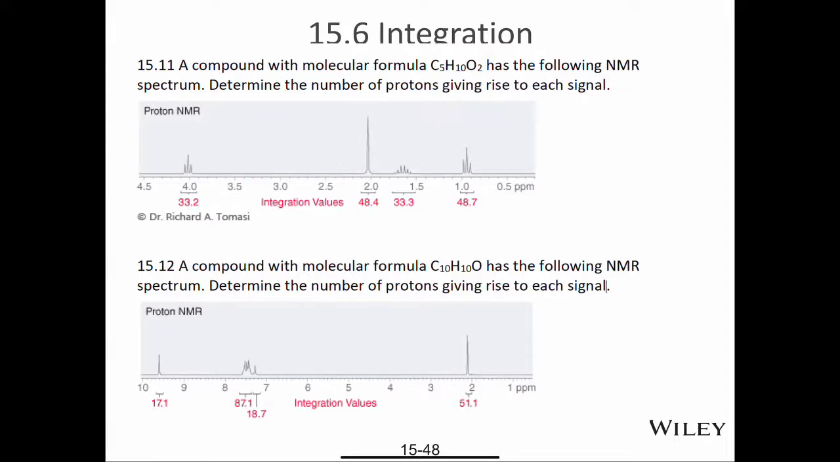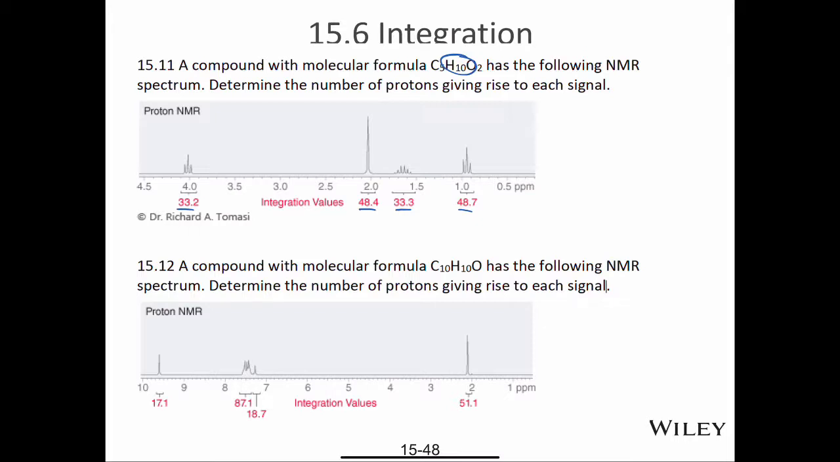Question 15.11. A compound with the molecular formula C5H10O2 has the following NMR spectrum. Determine the number of protons giving rise to each signal. So we have a total of 10 protons in the compound. We have some integration values down here below, and we want to determine the number of protons that are giving rise to each one of these signals.